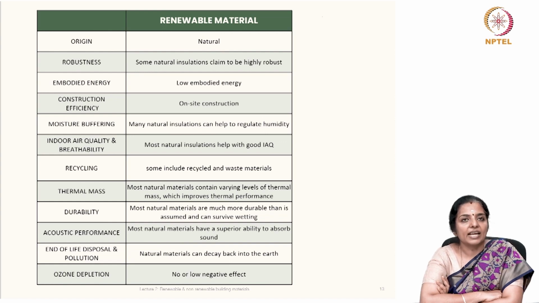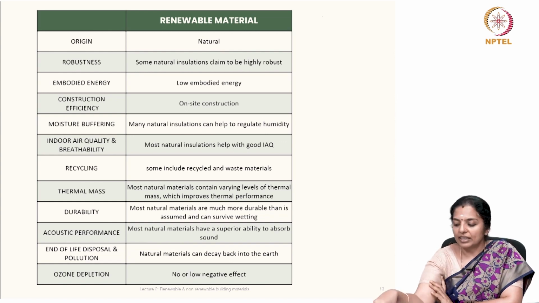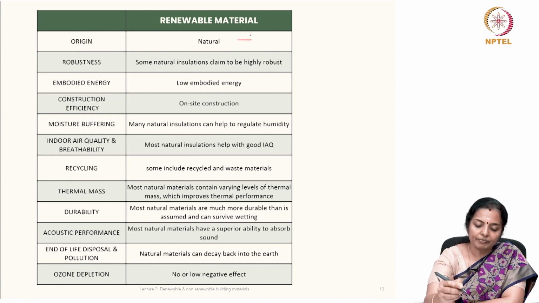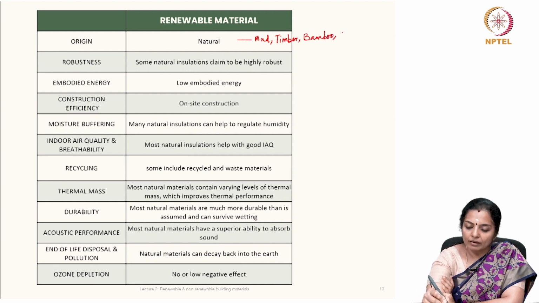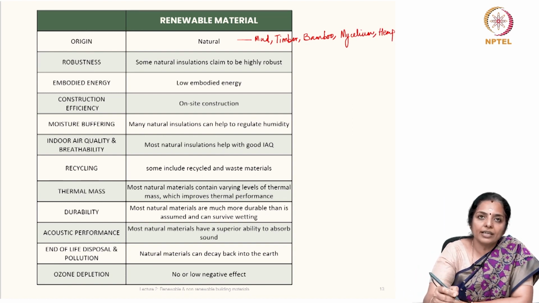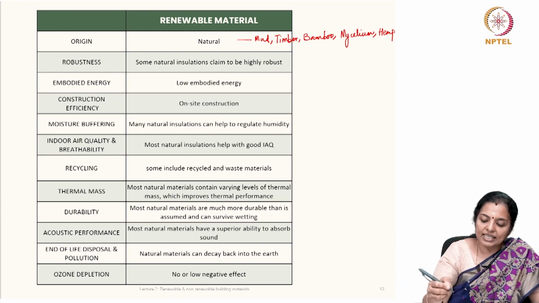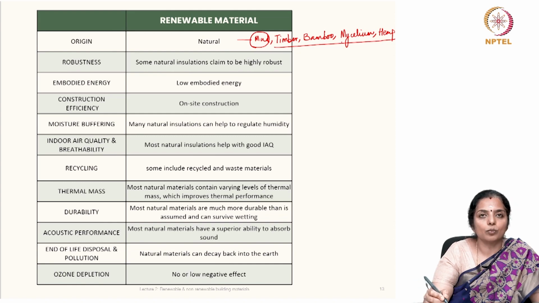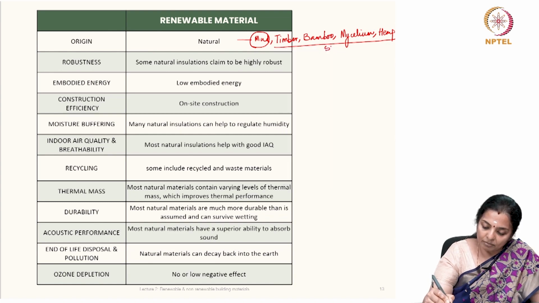So, in conclusion, if you see renewable materials, their characteristic is they are natural. Their origin is natural. For example, mud, timber, bamboo, mycelium, hemp, etc. So, they are found in nature and they are renewable because as you use them, they regenerate themselves. In that capacity, mud can be left out, but all of these materials are renewable. And all these materials that we talk of also sequester carbon. They sequester carbon dioxide.